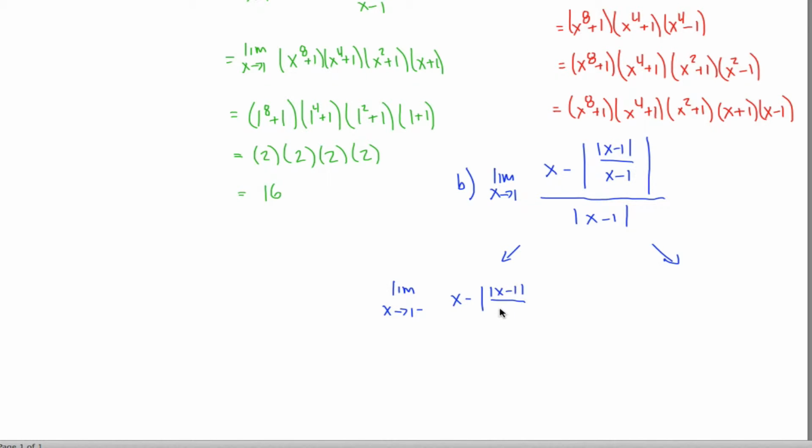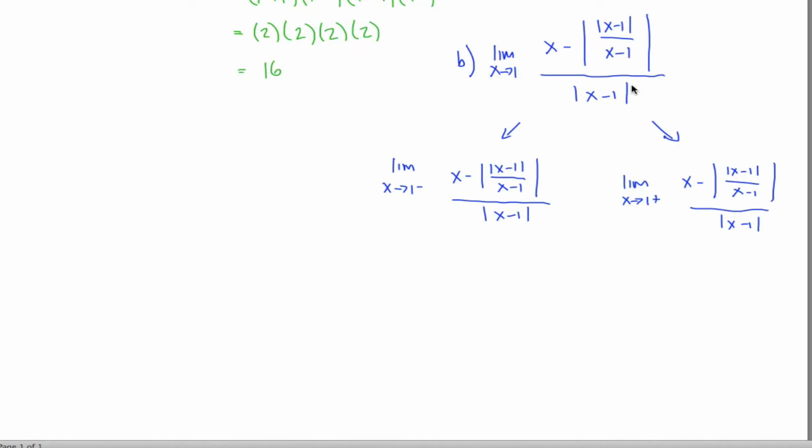The worst part about doing these problems is having to recopy them in all of these steps. Maybe not the worst part, but an annoying part. The limit as x approaches 1 from the negative side of this thing, and then the limit as x approaches 1 from the positive side of this thing. Might seem like I haven't made things any easier. I took one hard problem and made two hard problems.